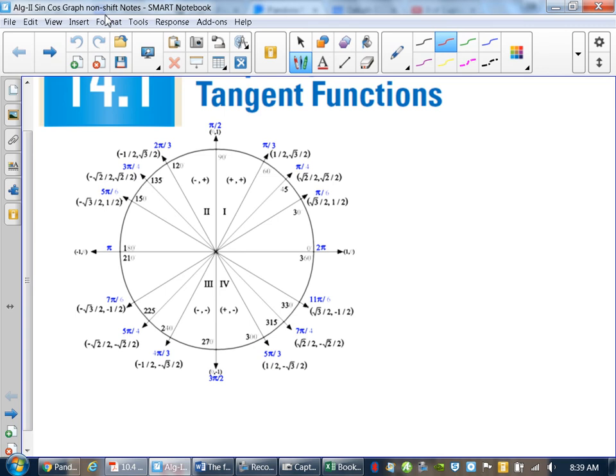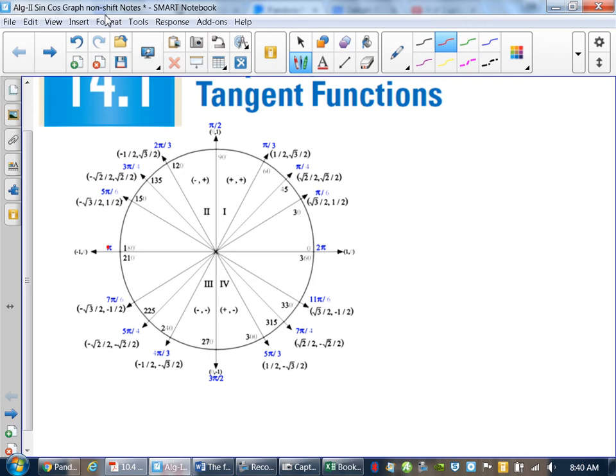Signs on the ordered pairs, are they the x or the y value? The y value, very good. The sine ordered pair is the y value. So you start at 0, sine starts at 0. At pi over 2 it goes to 1. At pi it's back to 0. At 3 pi over 2 it's at negative 1. And then at 2 pi it goes back to 0.